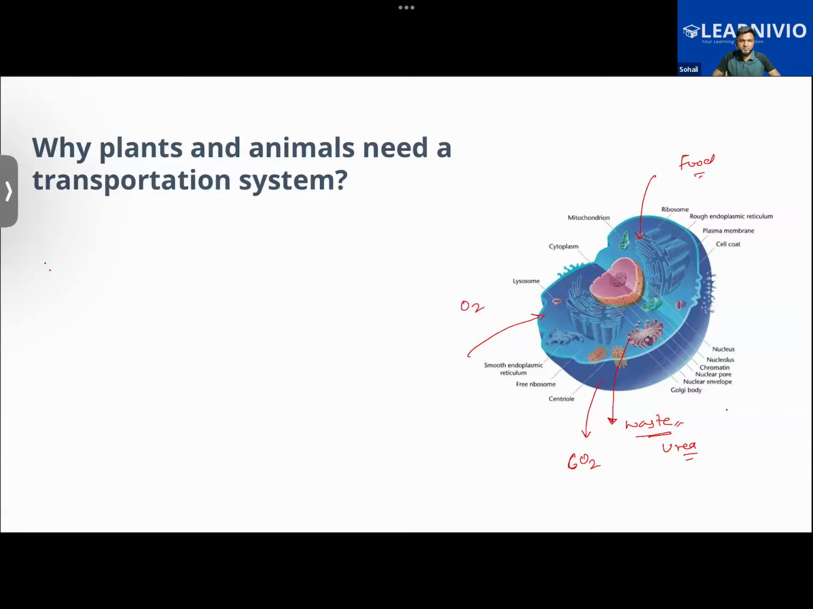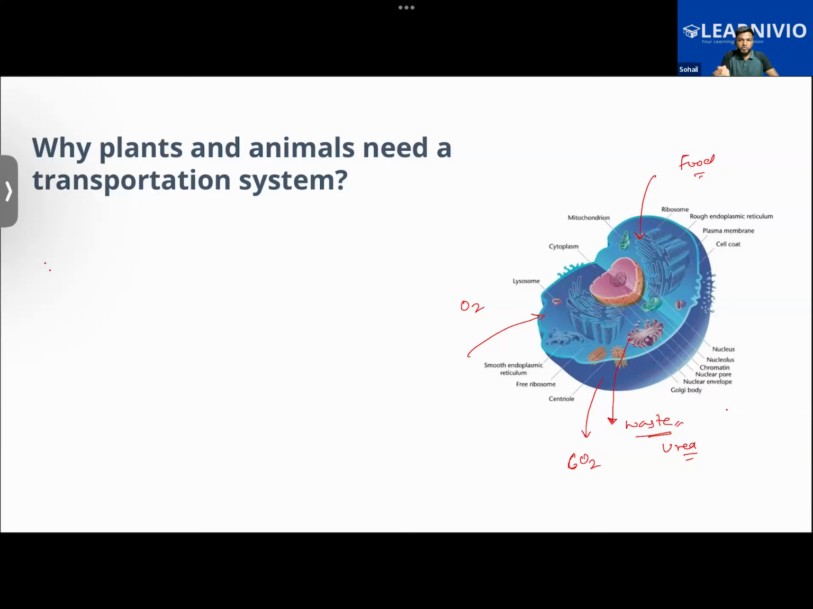Getting it? So what I'm trying to tell you here is that all these things that are required by the cells have to be transported to the cell now via the blood. So in order to carry these necessary requirements of the cell, like food and oxygen, and to take out waste materials like urea and carbon dioxide out from the cell, it requires a transport system now.